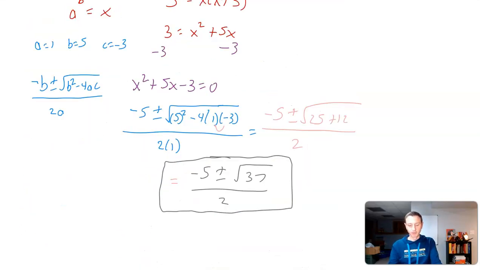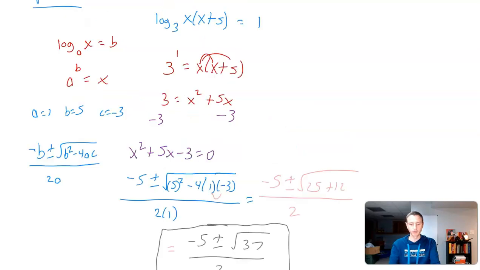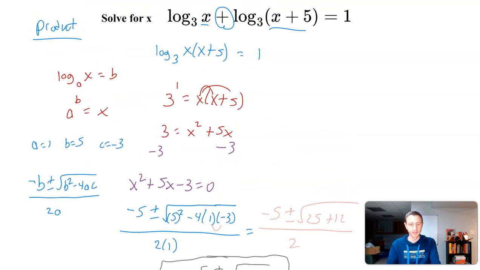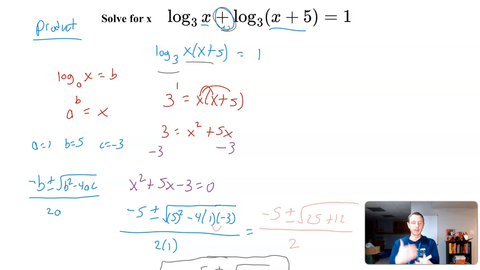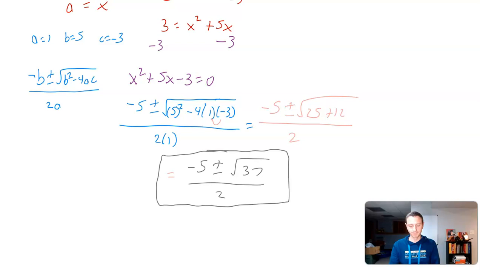Going back to the original form, if you're new to figuring out what logs are, looking at this, you would never guess that this would be our solution, right? It just looks so crazy that we were able to condense this down to a single log, x times x plus 5, because we have addition, so we use the product rule. And then we were even able to take a step further, just understanding the relationship of logs. And then boom, we're into the quadratic formula, and we're good from there.